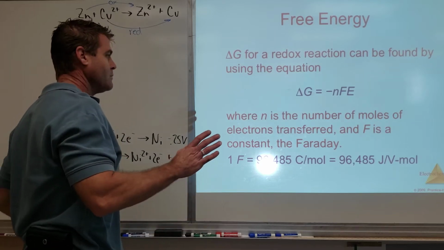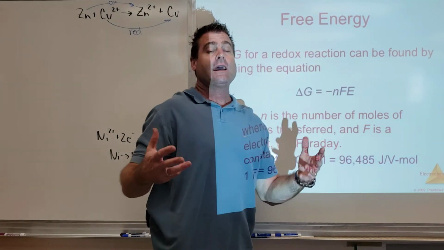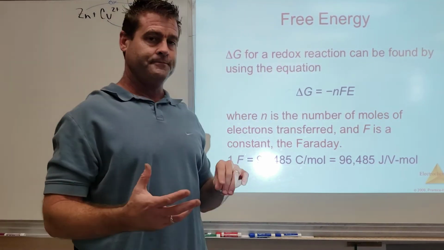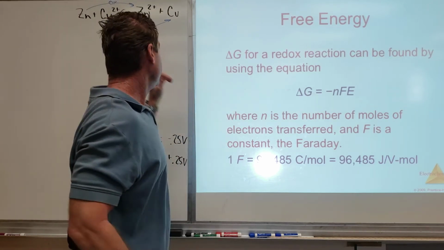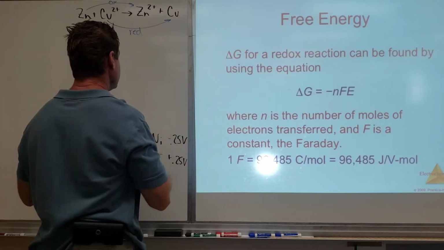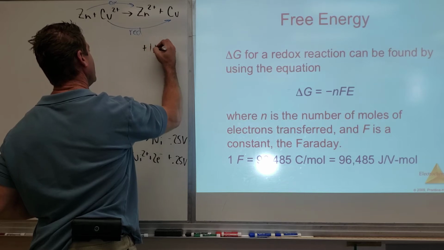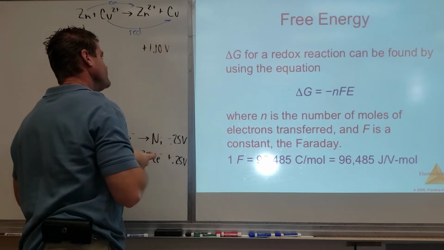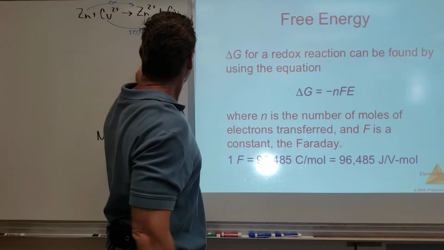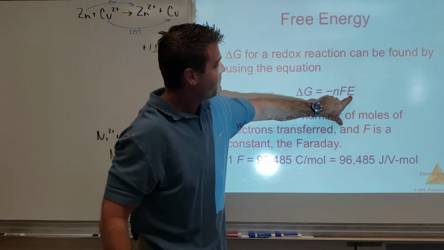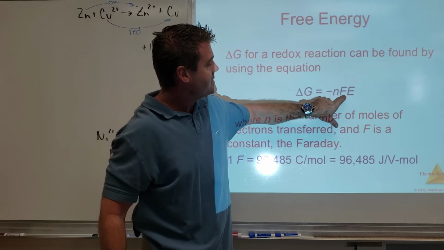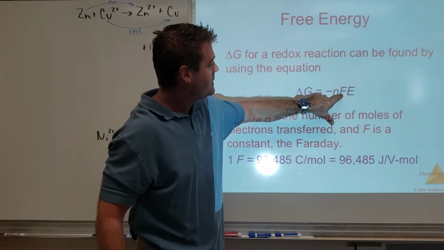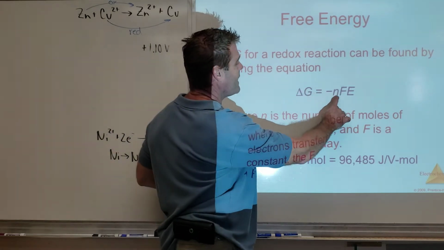Now think about the relationship. Remember when we calculated the cell potential for this, it was positive. The cell potential was a positive 1.10 volts. That's how many volts we were going to get from these materials. That was the cell potential, so that's what I would put in for E. So that's a positive value times Faraday's constant, which is a positive value, times negative n.